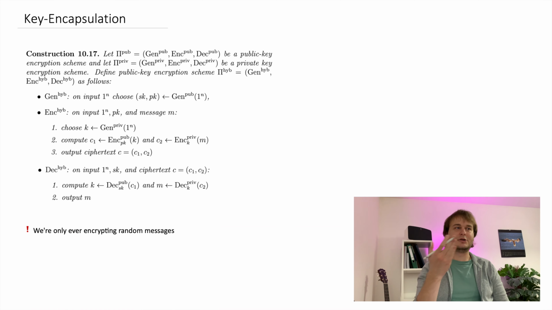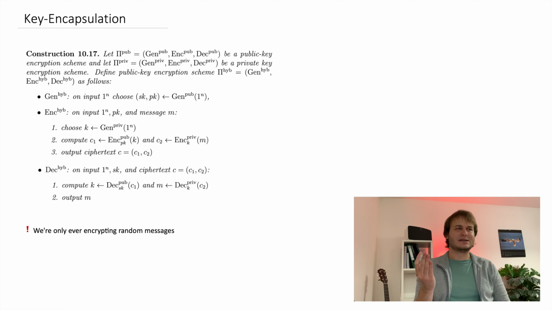Hey, let's talk about key encapsulation mechanisms. In the lecture, you have seen this hybrid encryption construction, which is a public key encryption scheme that works as follows. Essentially, you generate a random symmetric key, so a random key for a private key encryption scheme. Then you encrypt that key with your public key encryption scheme, and then you encrypt the actual message using the private key encryption scheme. And then the overall ciphertext contains both the encryption of the data and the encryption of the key that the data is encrypted under.